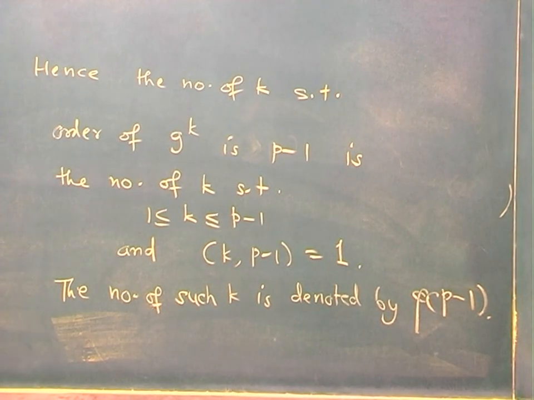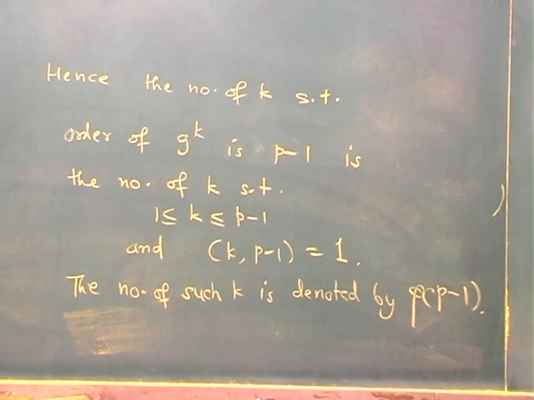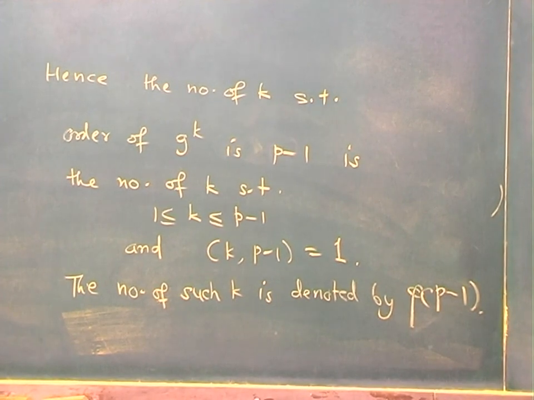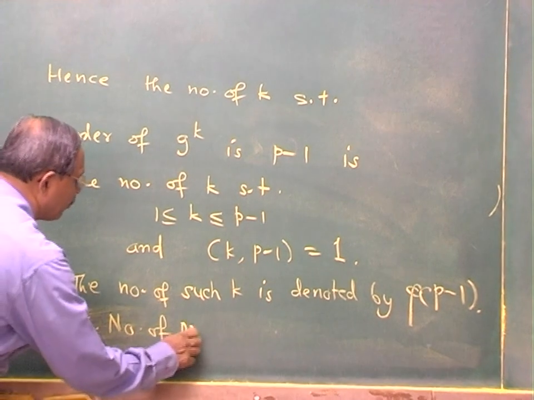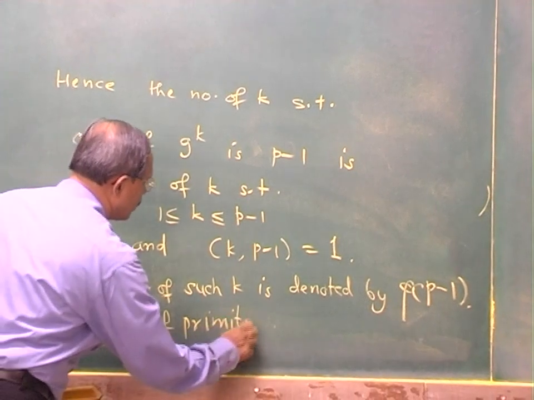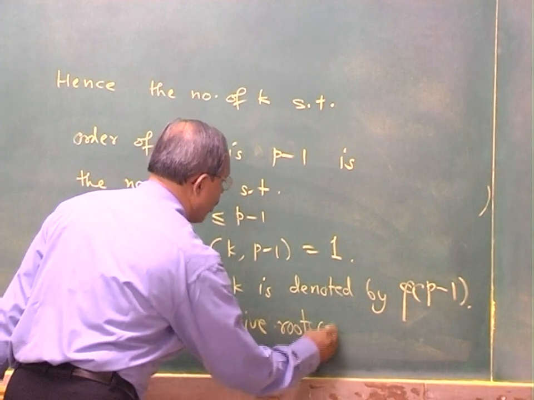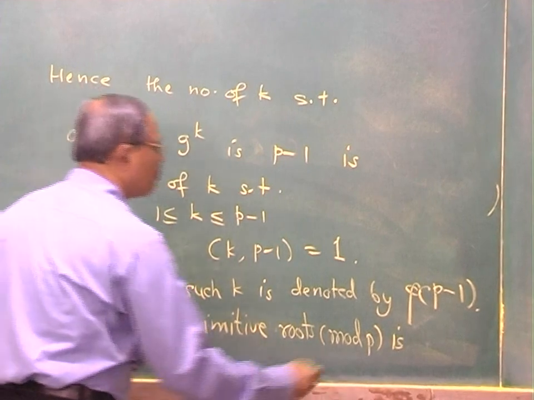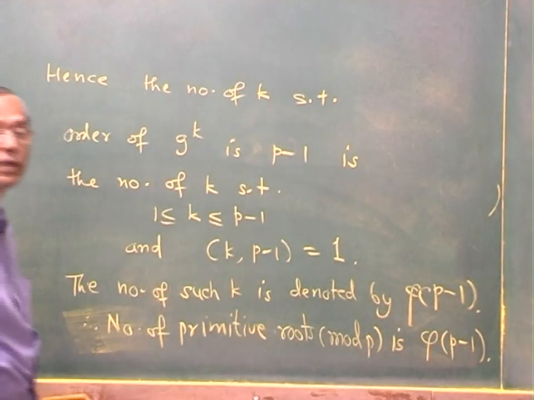Now, primitive root means an element of order p minus 1. So the number of primitive roots is phi of p minus 1. That many elements of order p minus 1 are there. Therefore, the number of primitive roots mod p is phi of p minus 1. Phi is the Euler's function.